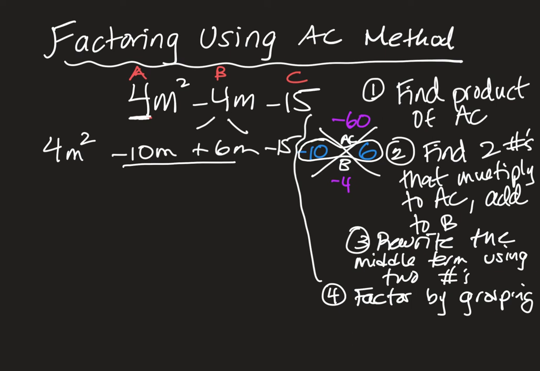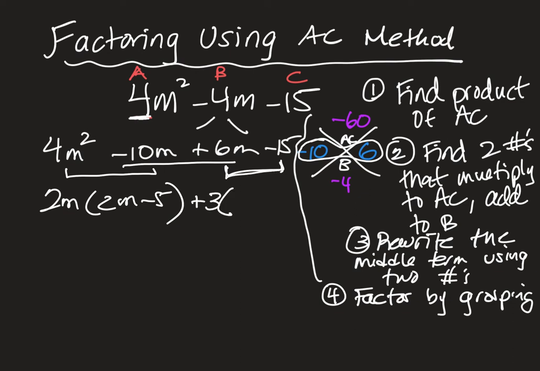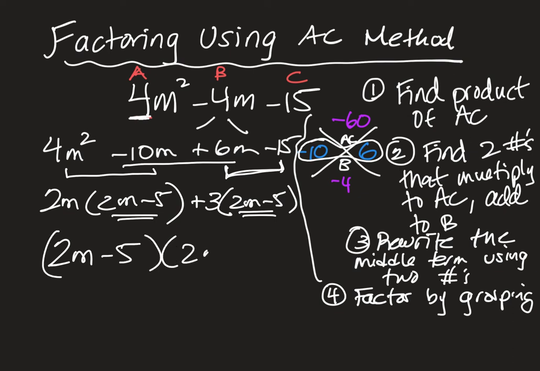Once I have 4 terms, I'm going to use grouping. I'm going to group the first 2 and the second 2, and it wouldn't have mattered what order you wrote those in. If somebody else wrote 6m minus 10m in that order, the grouping would still work. I'm looking for the GCF of the first 2 terms, which is 2m, and I get 2m minus 5 left. For the second 2 terms, the GCF is a positive 3, and I get 2m minus 5. Remember, with grouping, the only way I can go on is if these are the exact same thing, because now they have 2m minus 5 in common that I pull out, leaving 2m plus 3.